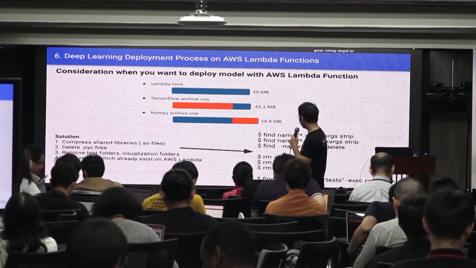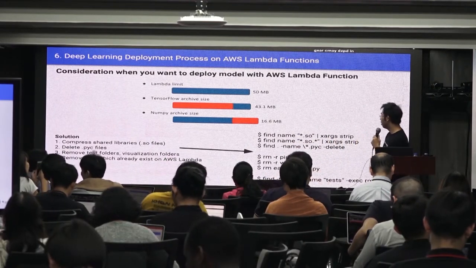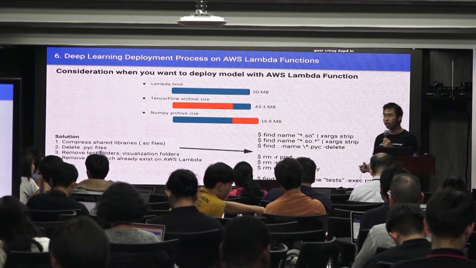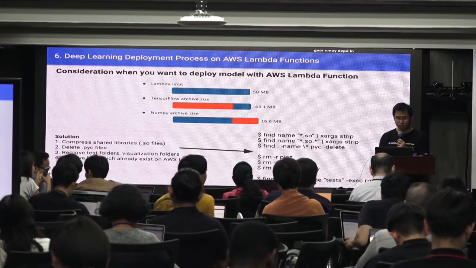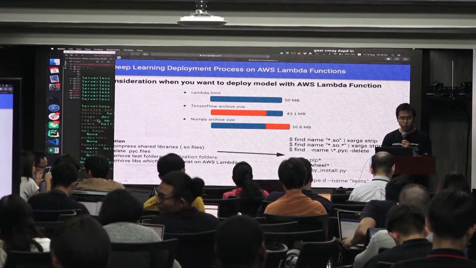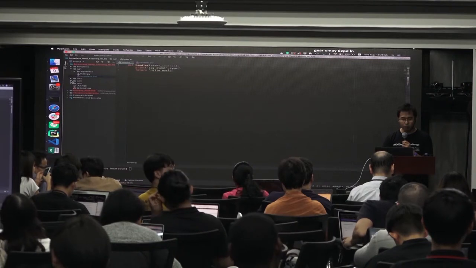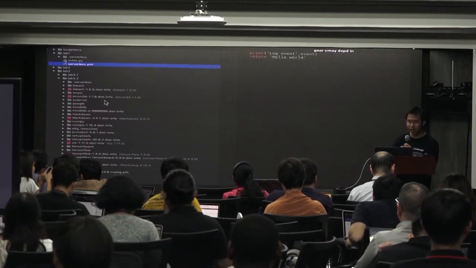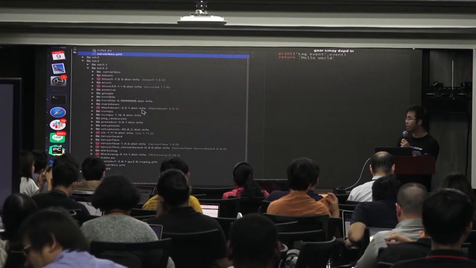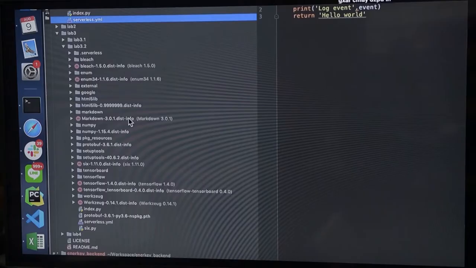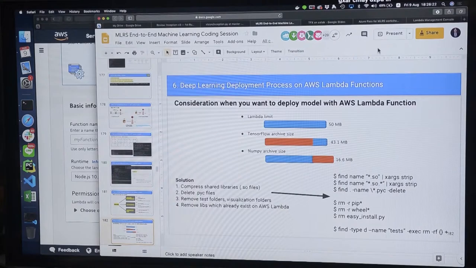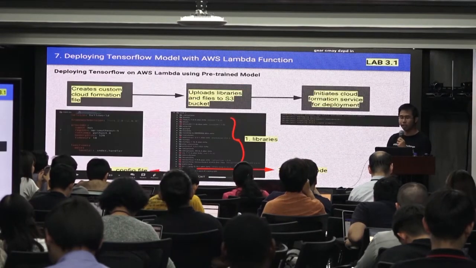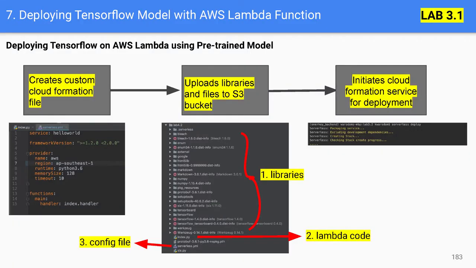For example, you have to remove .pyc files that you don't need. You have to remove other folders like visualization, and other libraries that you don't use. You don't want to pack everything here. The libraries should be only what's very necessary for your model to do inference. So you have to clean it up. It's a little bit tricky, unlike when you deploy on a server, where you don't care about any of this, right? Okay, the same steps.